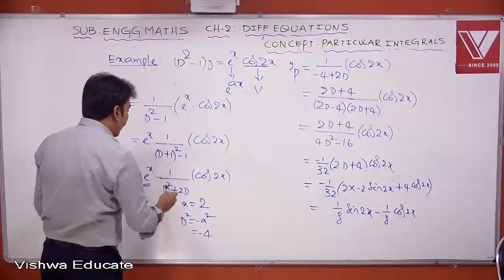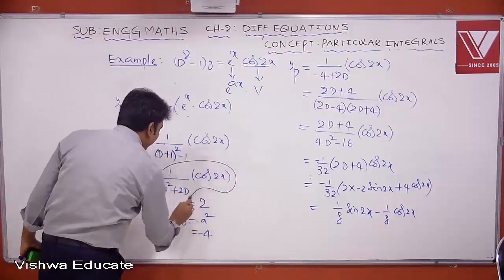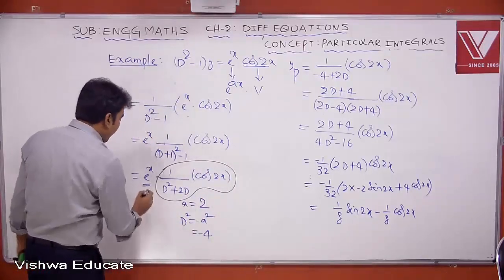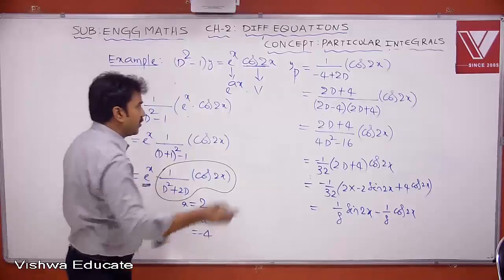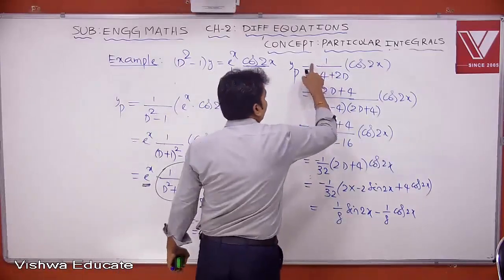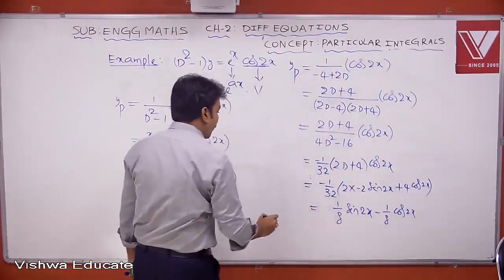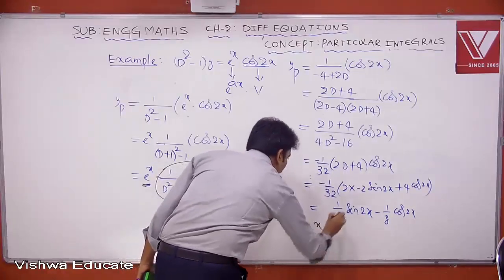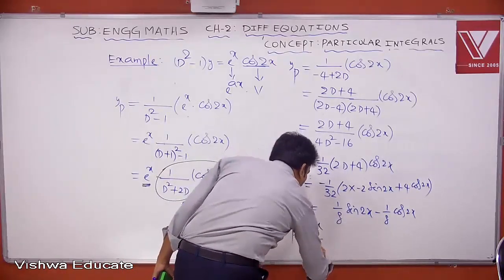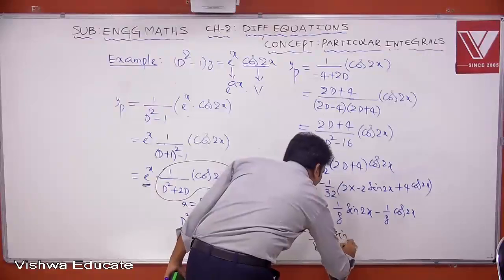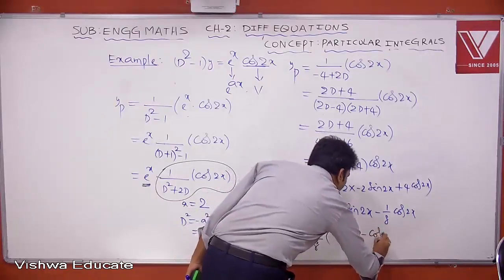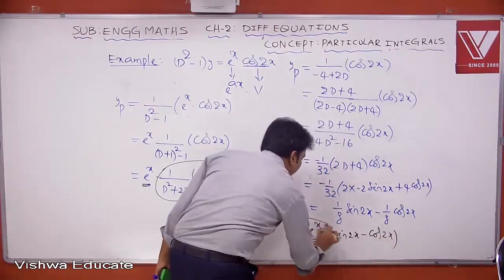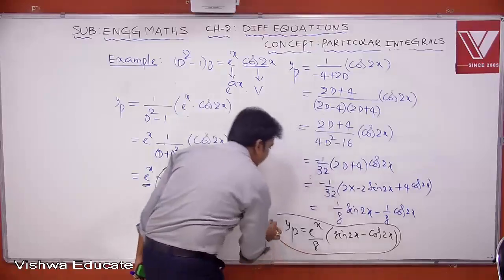This is simply 1 by D square plus 2D of cos 2x. But before that we have an exponential function, therefore you need to multiply this with e power x. Therefore my final particular integral is e power x into this: e power x by 8 into sin 2x minus cos 2x. This is my final particular integral.